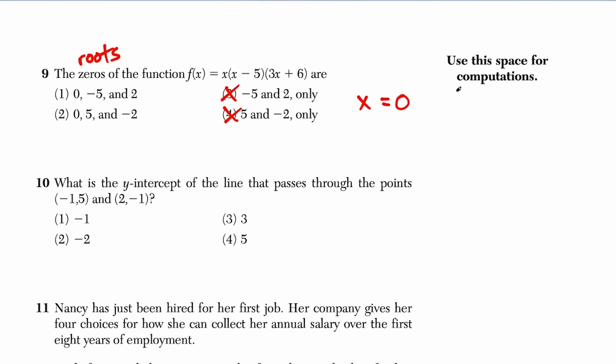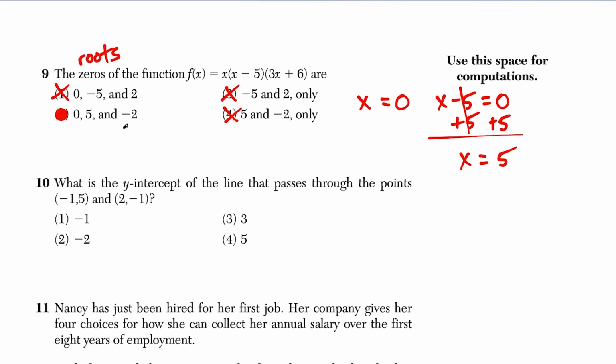And now I'm going to set the second factor equal to 0. If I set x minus 5 equal to 0, this is true when x is equal to 5, which I get from just solving this simple equation. I add 5 to both sides, and this gives us x equals 5. So that means choice 1 is out. It definitely has to be choice 2 here.